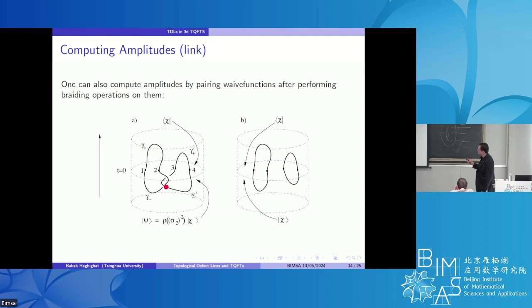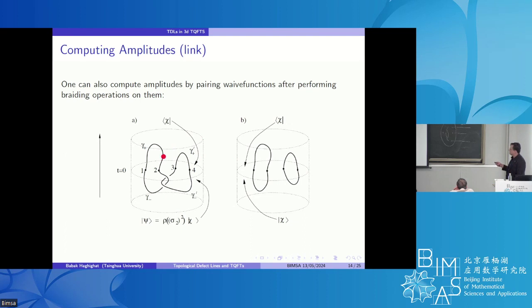You have braided them twice, once here, once there. So the actual wave function is psi, where you have this action of these double braidings acting on it. Then you can pair them again. The pairing of these two vectors produces a number. That's what we call the amplitude or partition function in this case. So for these topological theories, that's the way it's computed.